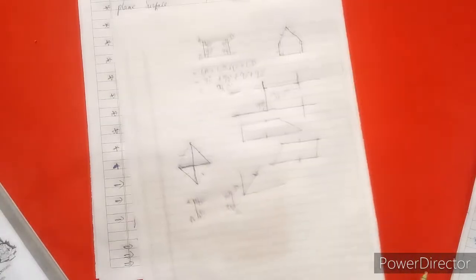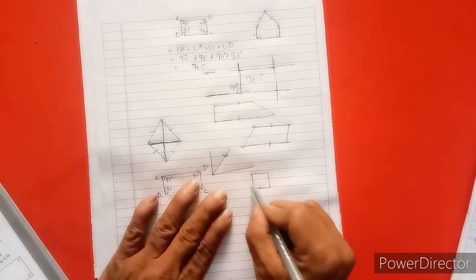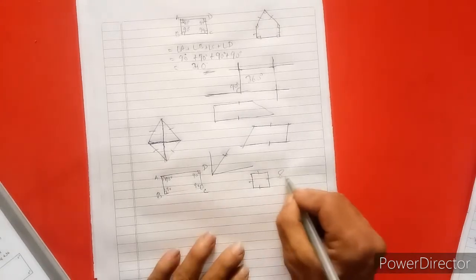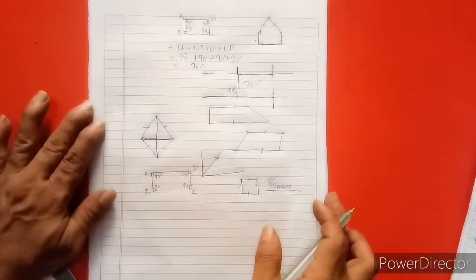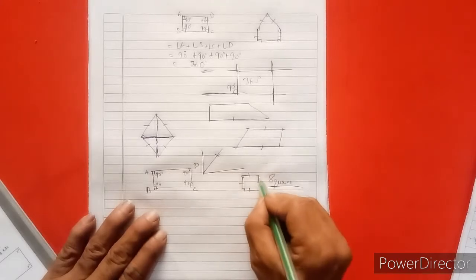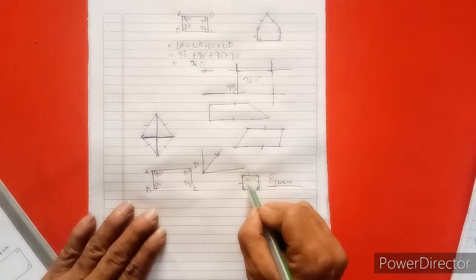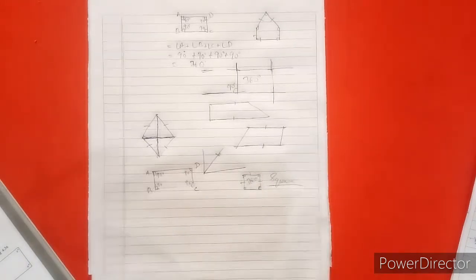After that, the square. We know the square is very simple. We have already studied it in the lower classes, I think. A square has all sides equal, and all the angles are equal, each making 90 degrees. And the total sum of angles of a square makes 360 degrees. Did you understand? Okay.